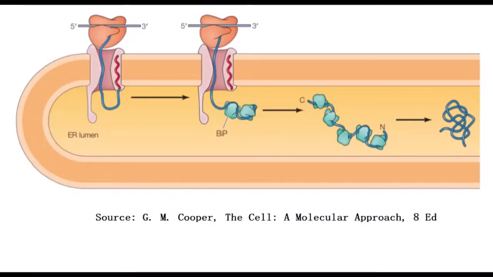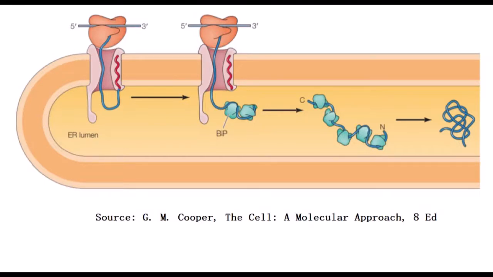Now let's understand the protein folding and processing in the endoplasmic reticulum. The HSP70 chaperone and BiP protein are thought to bind to the unfolded polypeptide chain as it crosses the membrane and then mediate protein folding within the endoplasmic reticulum, as shown in this figure.